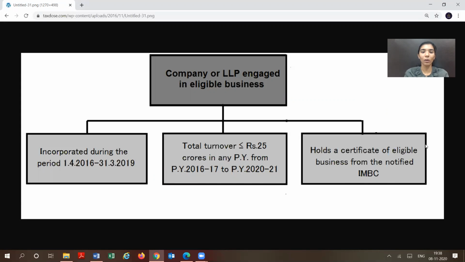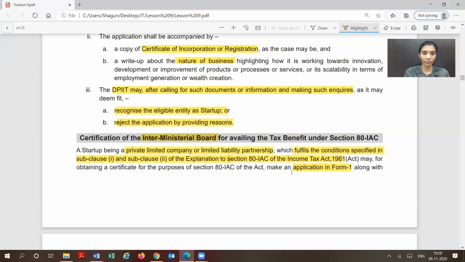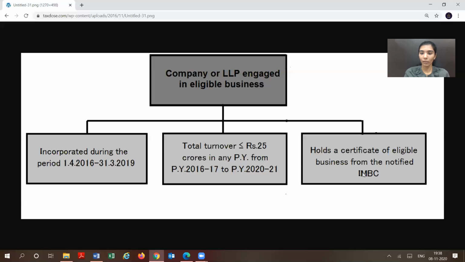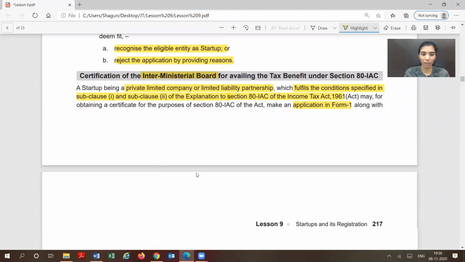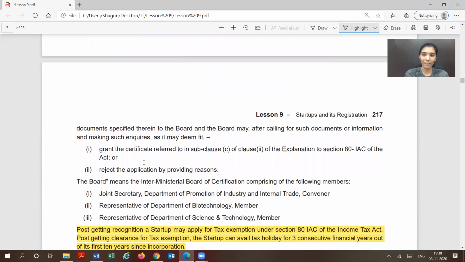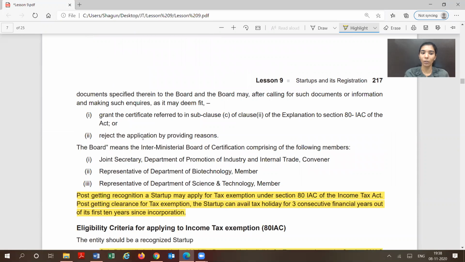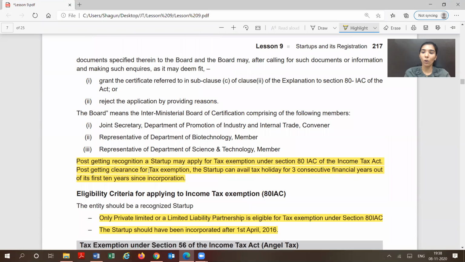So this is the criteria for tax exemption under section 80 IAC of the Income Tax Act. And IMB, which is stated here, is the interministerial board. Okay. So for the startups which fulfill this criteria, they have to make an application in Form 1 to the interministerial board. If it finds it proper, then it will grant you the certificate or it will reject the application. And what is the benefit under this section 80 IAC?